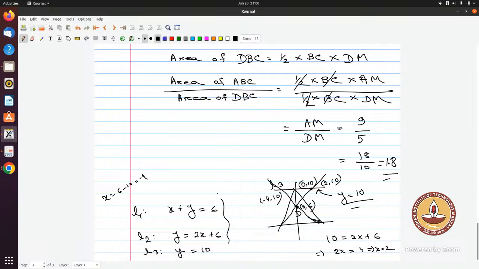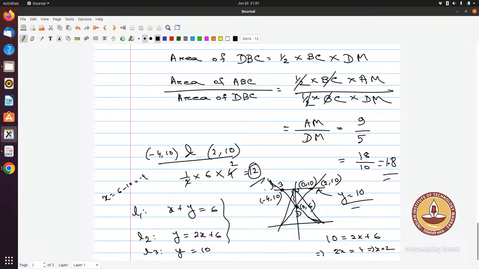Now again, I can use area equal to half into base into perpendicular, because this is also 90 degrees. So what is the distance between these 2 points of intersection? What is the distance between minus 4, 10 and 2, 10? 6. So this is our base, right? This is 6. And what is this perpendicular length? 4. The distance between D and this is 4. Correct. So if I do this, 12 will be our answer.